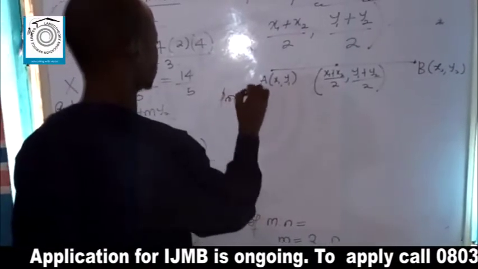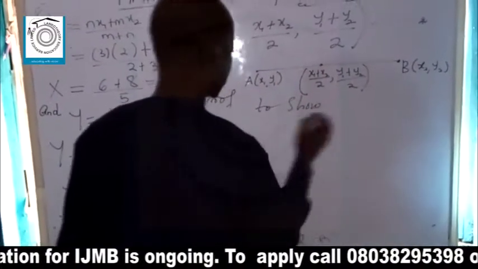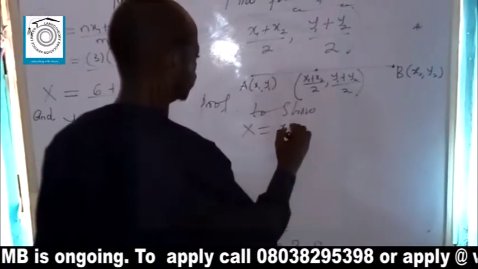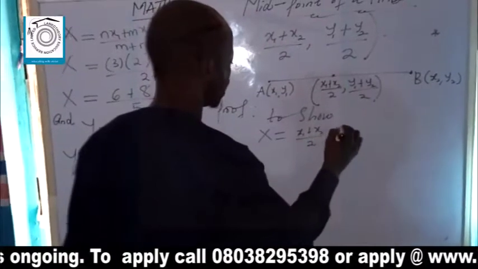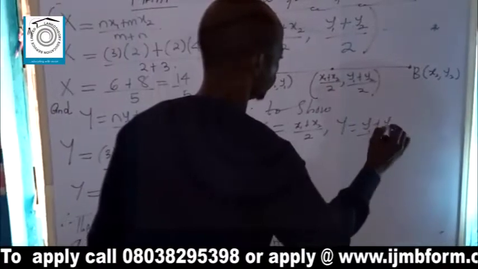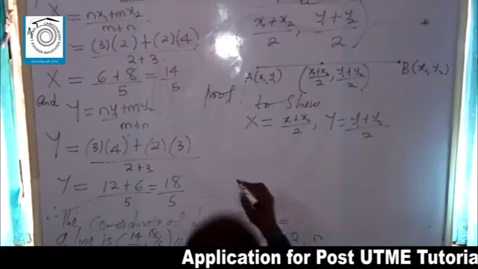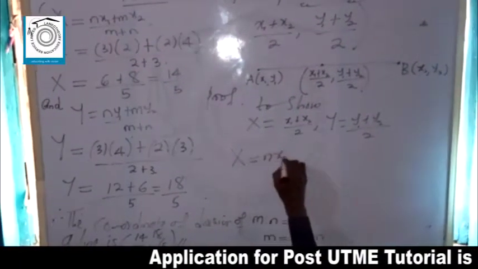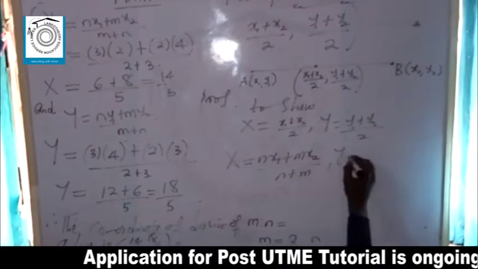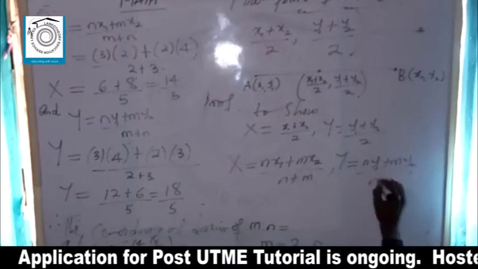Let's say I want to prove it. Proof: to show that the coordinates of the midpoint, x is equal to x1 plus x2 upon 2 and y is equal to y1 plus y2 upon 2. For me to do this, I will recall the division of a line in the ratio m to n, where the condition is x is equal to n x1 plus m x2 over n plus m, and the coordinate of y is n y1 plus m y2 upon n plus m.